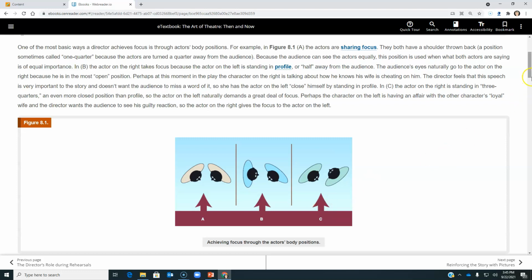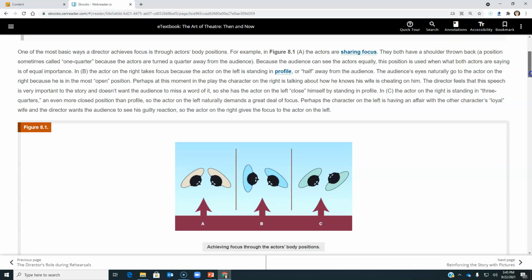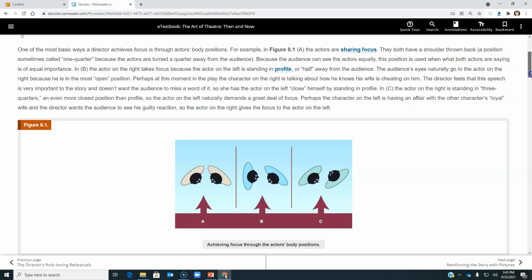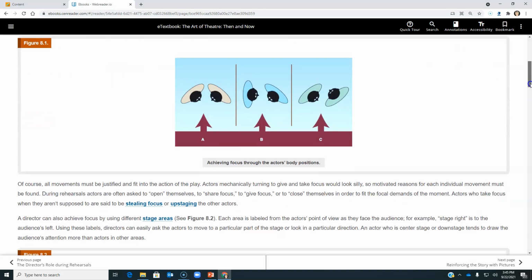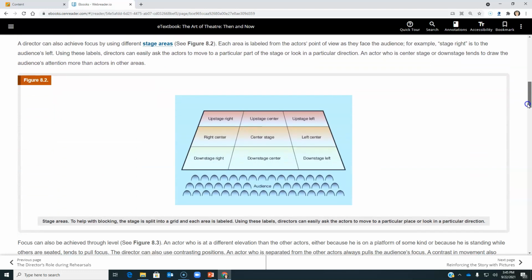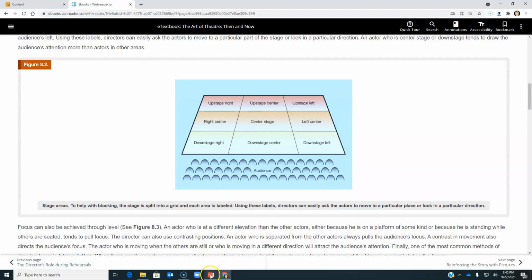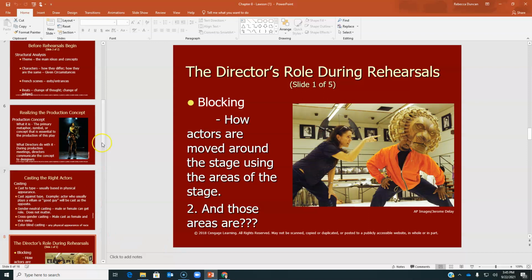Okay, so these are the things that you actually do as a director. You plan this out ahead of time based on the relationships and who is supposed to be having the focus in that moment, for various reasons and what you want the audience to see. And then we use these stage areas to communicate where they should go. All right.